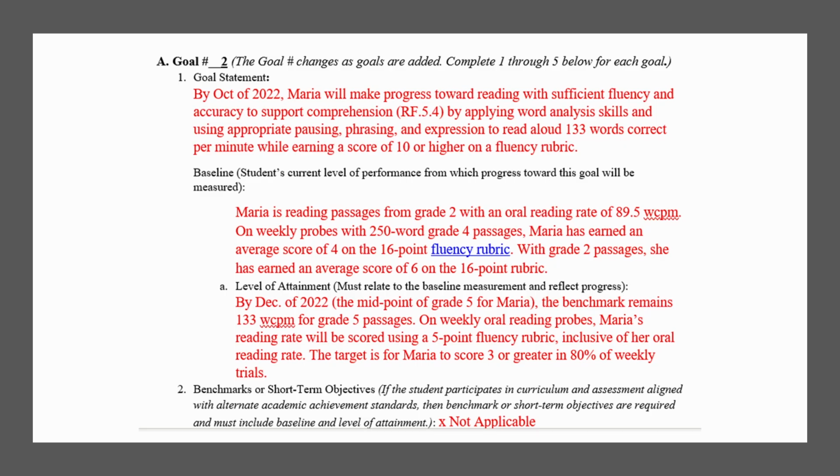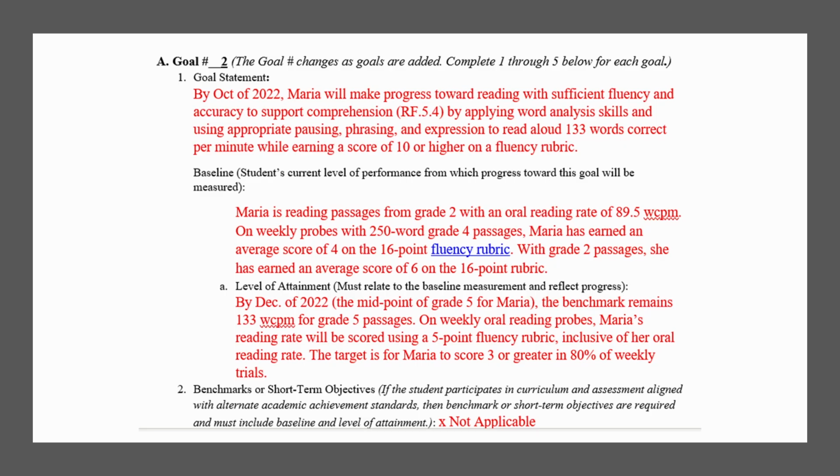So that IEP goal aligns with the grade level standard for 5th grade. She's currently in 4th grade, and the baseline performance level from the data we collected show that when she's reading grade 2 passages, she's using an oral reading rate of 89.5 words correct per minute. On weekly probes with a 250-word grade 4 passage, she's earned an average score of 4 on the fluency rubric. With grade 2 passages, she's earned the average score of 6 on the 16-point rubric.